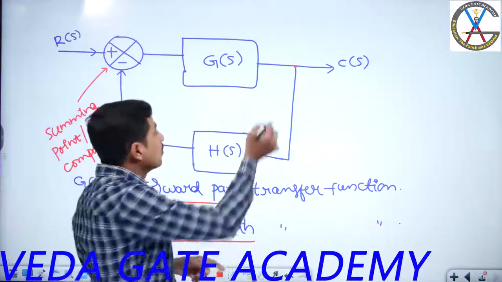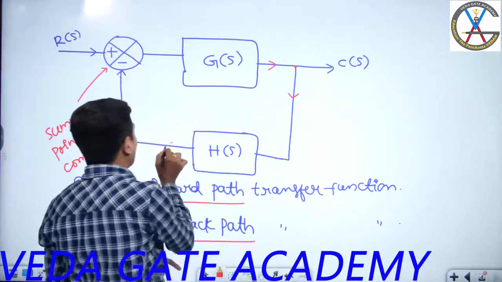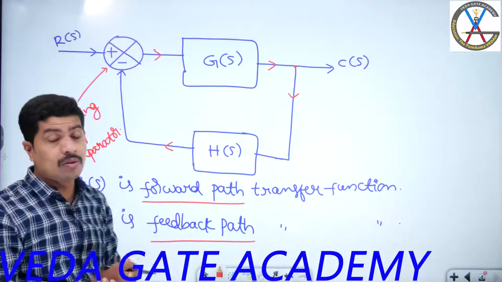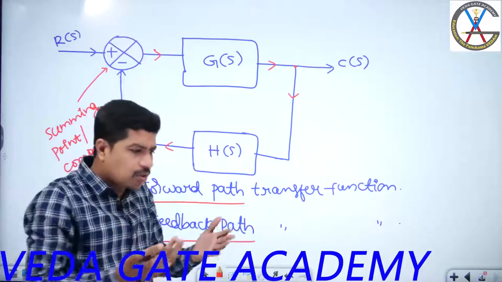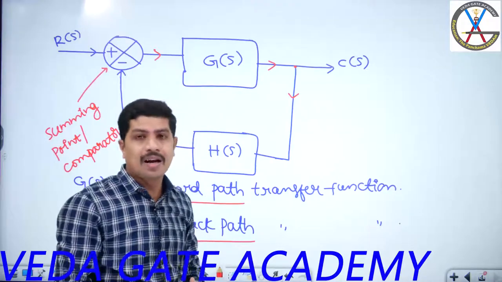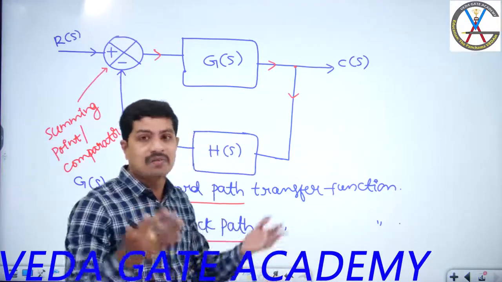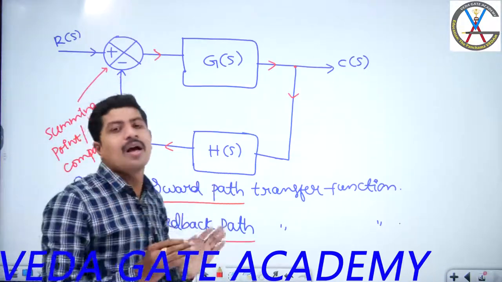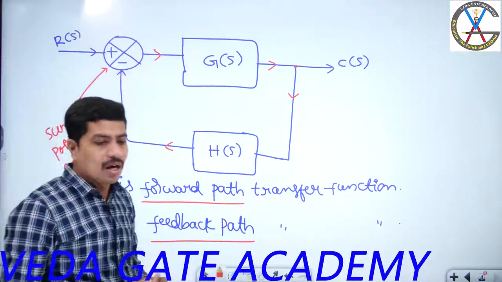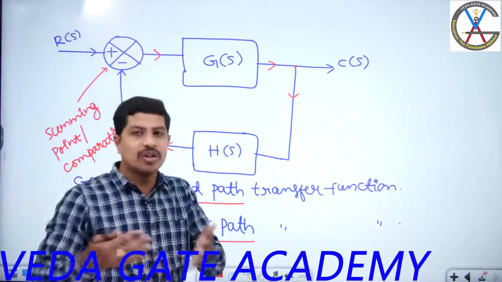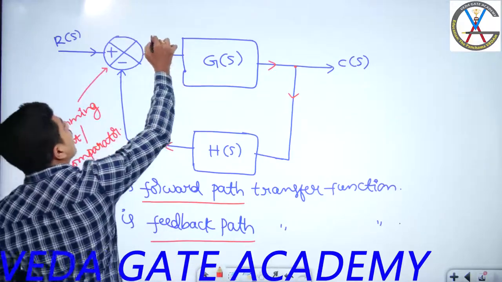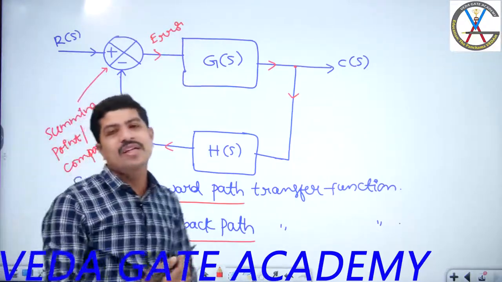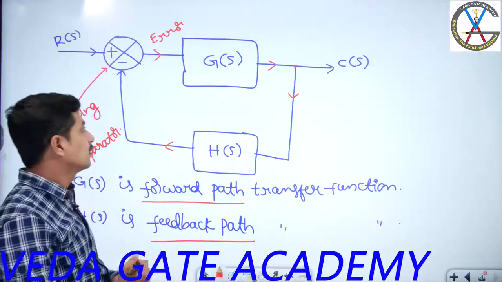See, the output you are taking from here is connected to the negative sign. Therefore, here you are going to get error. There are two types of errors. In the topic called error analysis, we are going to discuss it completely and clearly. Till then, we take this as error. Actually, it is the actuating error. We are going to see what the difference between error and actuating error is. So this is error. In the time domain we call it E of T, in the S domain we write it as E of S. That's very simple.